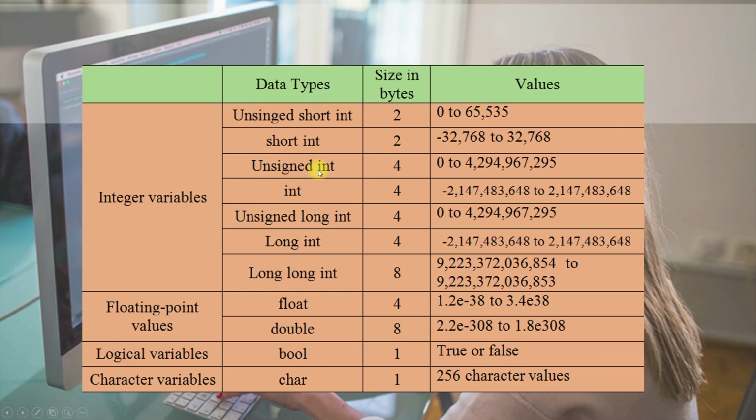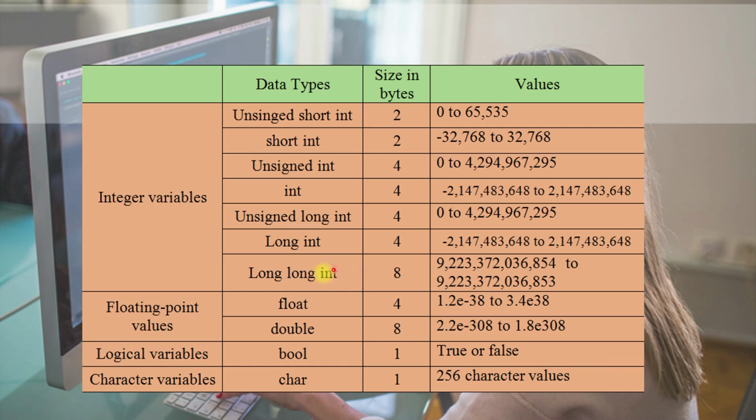Unsigned integer occupies only 4 bytes in memory. And integer occupies only 4 bytes. And unsigned long integer also occupies 4 bytes, and long integer occupies 4 bytes. Long long integer occupies 8 bytes.